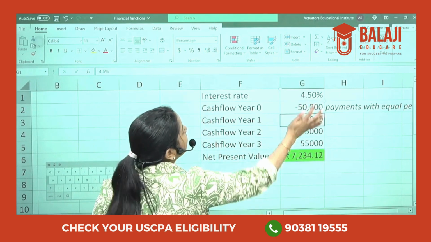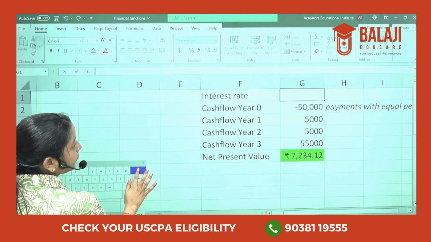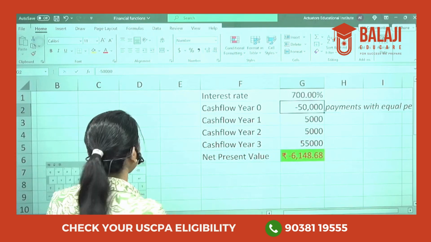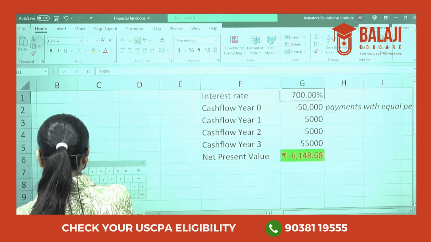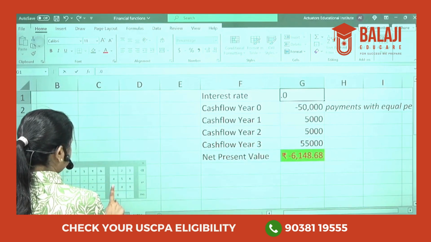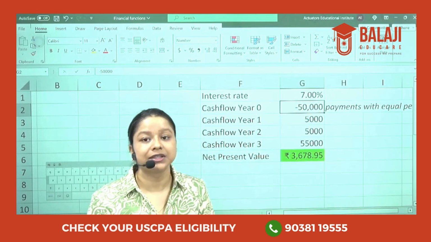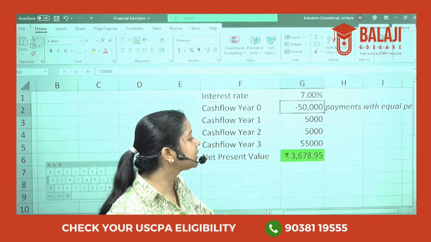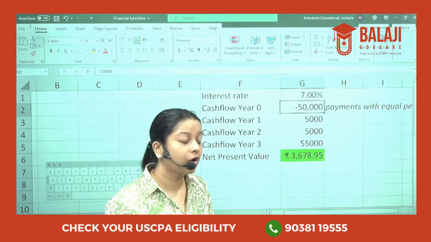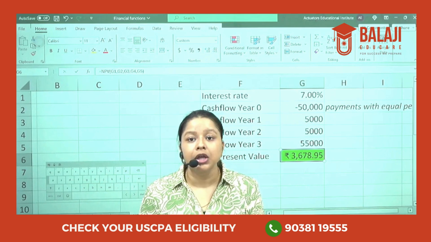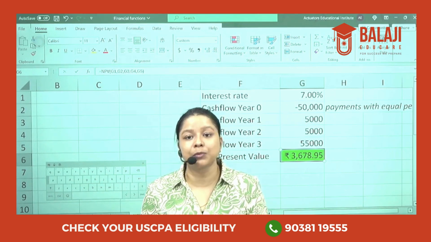Let's suppose I increase the interest rate to 7%. I'm so sorry, this has to be 7%. So suppose I want a return of 7%, in that case I am still making a profit of 3,000. So you can change your return requirement and check whether your NPV is positive or not.